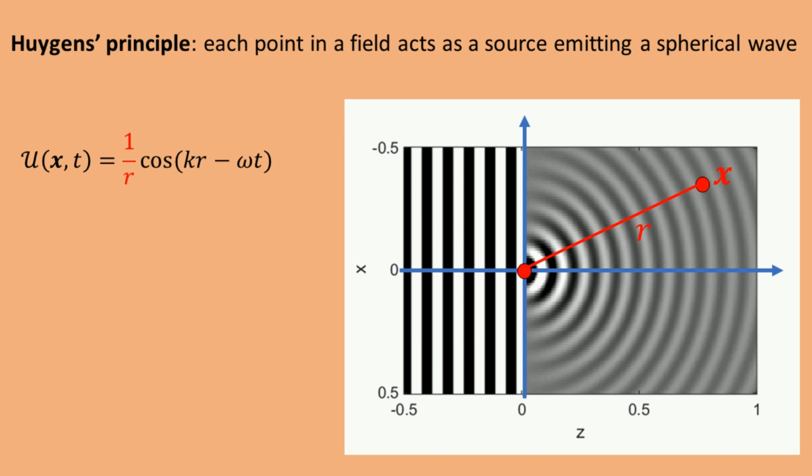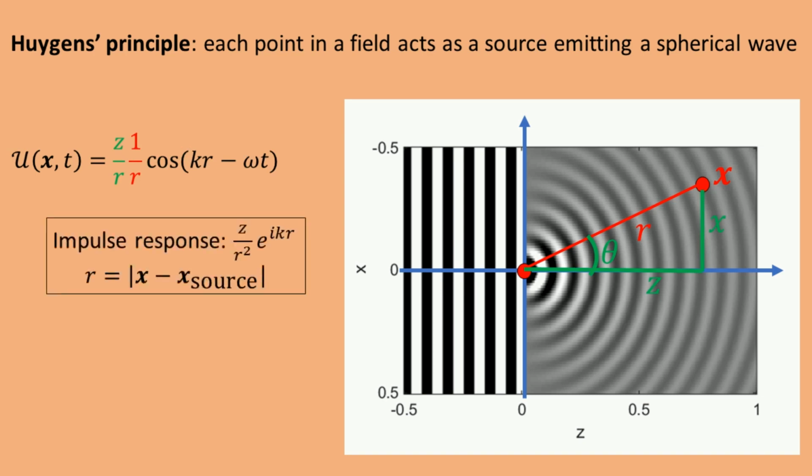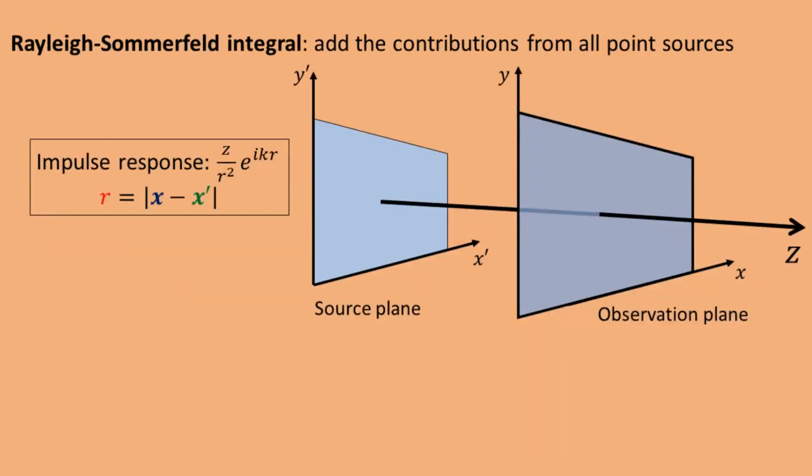Moreover, we see that the wave propagates more to the front, so in the z direction, and less to the sides, so in the x direction. We can describe this effect by including a factor cos θ, where θ denotes the angle between the z-axis and the line connecting the point source and the observation point. This cos θ can be rewritten more conveniently as z/r. Using complex notation, we can now write the impulse response as z/r² times e^(ikr).